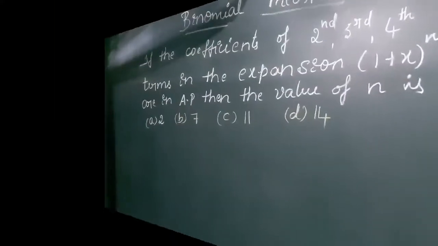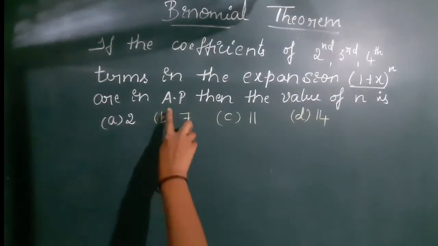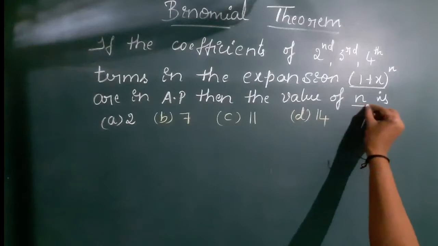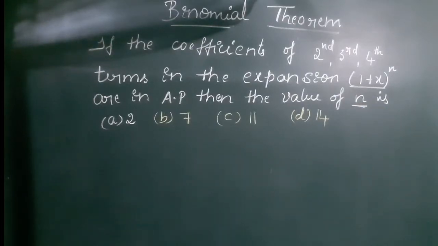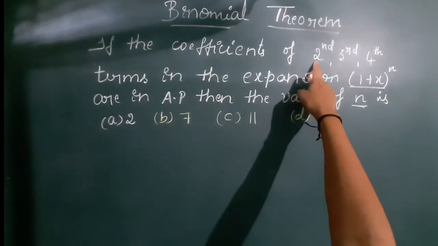Okay. If the coefficients of the second, third and fourth terms in the expansion of (1 plus x) to the power n are in an arithmetic progression. You know what is arithmetic progression, right? Then the value of n is, we had one formula, right? If the r plus 1 and r plus 2 terms are in AP, then we have one equation, right? By using that equation, we can find the value of n. And here the value of r is equal to 2, right?